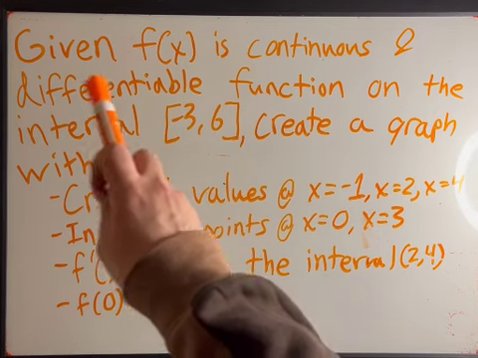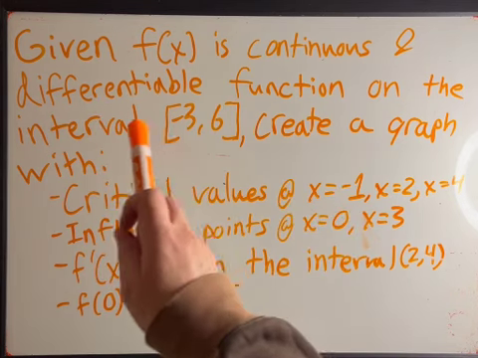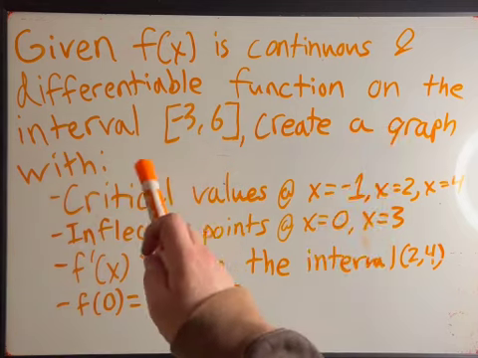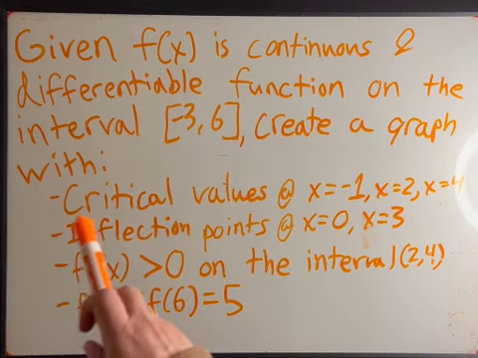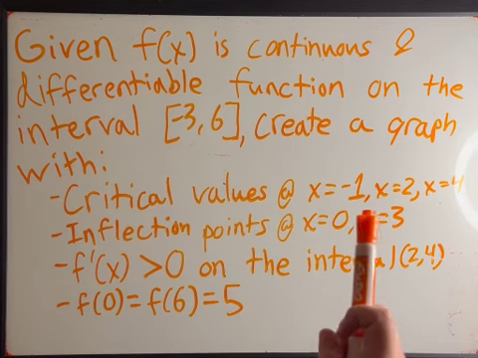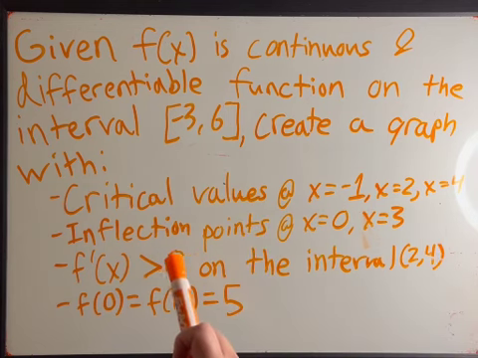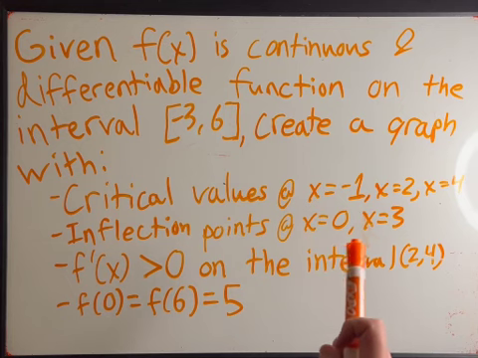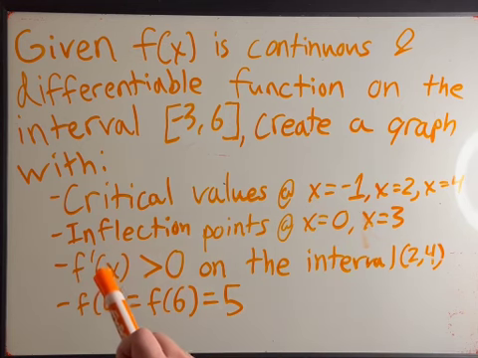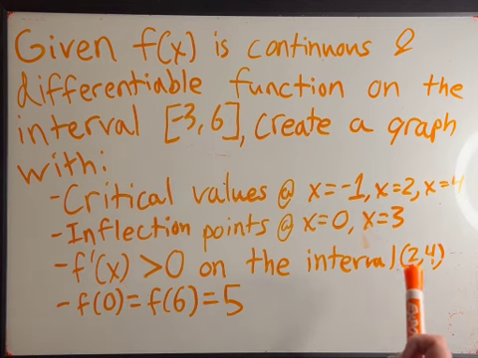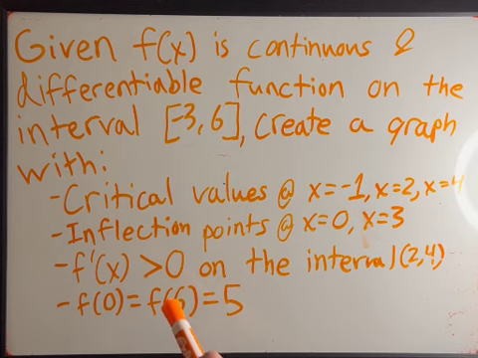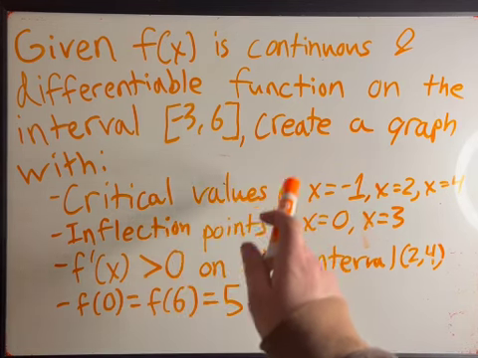Here we have, given f of x is a continuous and differentiable function on the interval -3 to +6, create a graph with critical values at x equals -1, 2, and 4, inflection points at x equals 0 and 3. We find that f prime of x is greater than 0 on the interval 2 to 4, and that f of 0 is the same as f of 6, which is 5. And our direction is to create a graph.